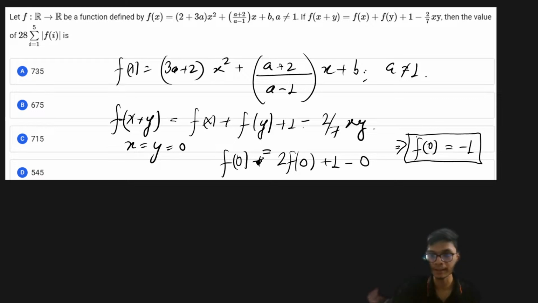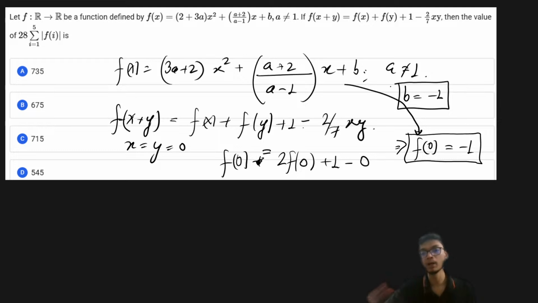And if you try to do that, f of 0 minus 1, that means if you put x equal to 0 from here, you will get this value of b coming out as minus 1. Now this 0 can also be approached by putting x equal to minus y, right?